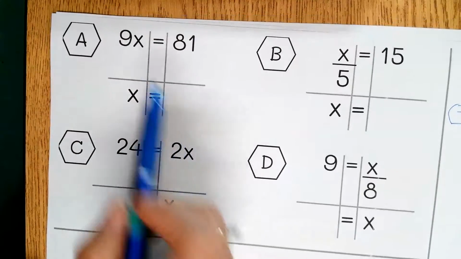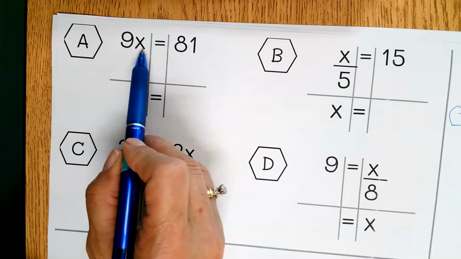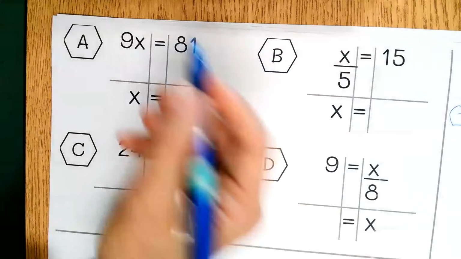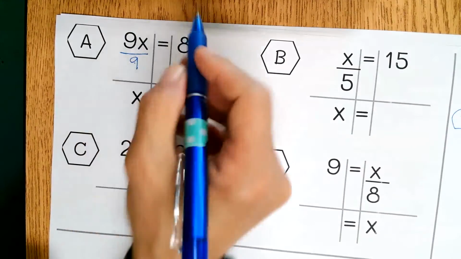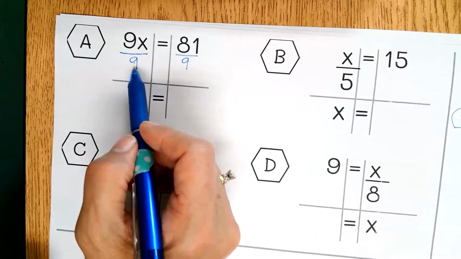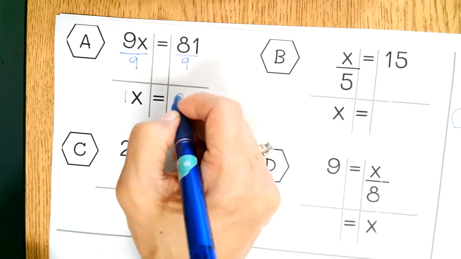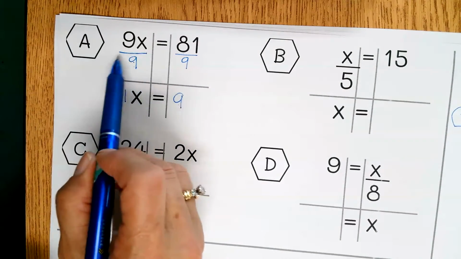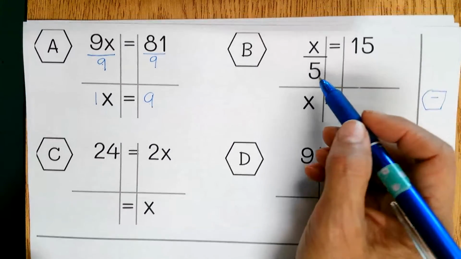Okay, so 9 times x equals 81. Remember, this is 9 times x. The inverse operation of multiplication is division. So if I turn this into a fraction, what you do to one side, you do to the other. So now I'm going to divide. 9 divided by 9 is 1x. 81 divided by 9 is 9. So all you have to do is put in your 9, put in your fraction sign, and x equals 9.